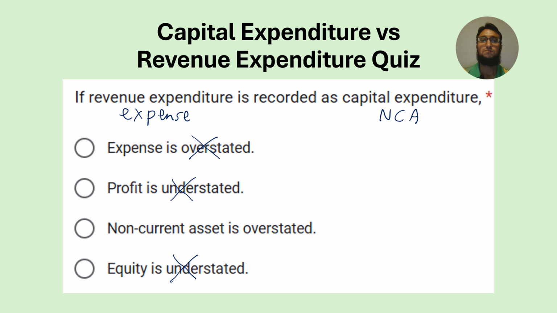Looking at the sentence in another way, if we have placed the expense as a non-current asset instead, then the non-current asset will be too much or overstated.